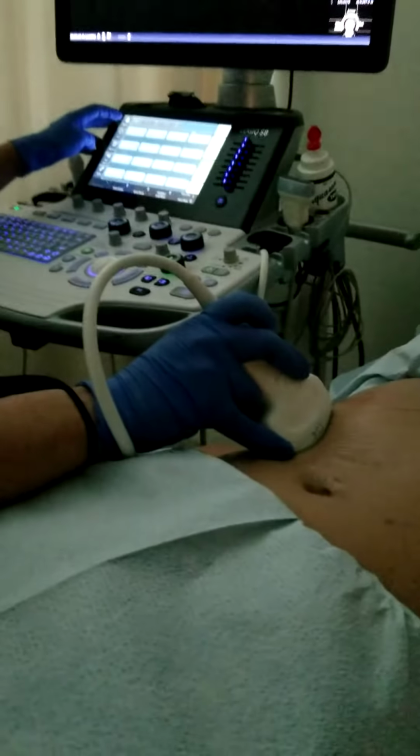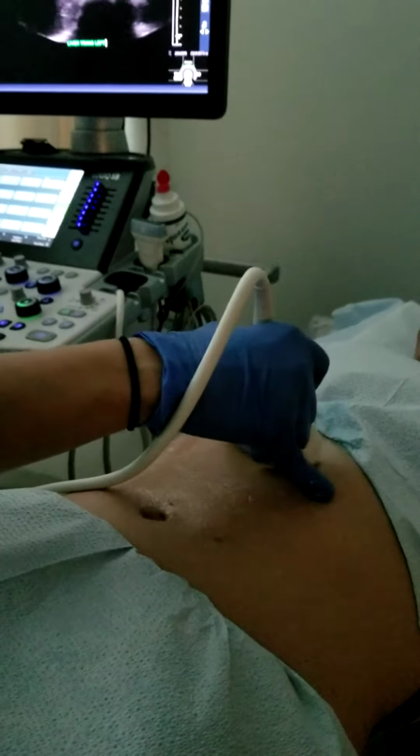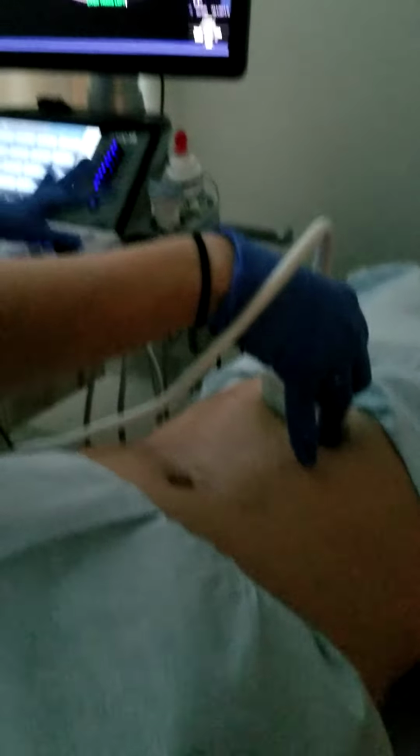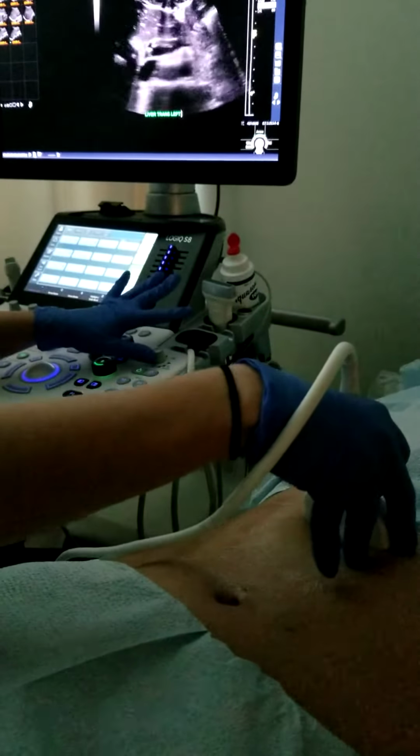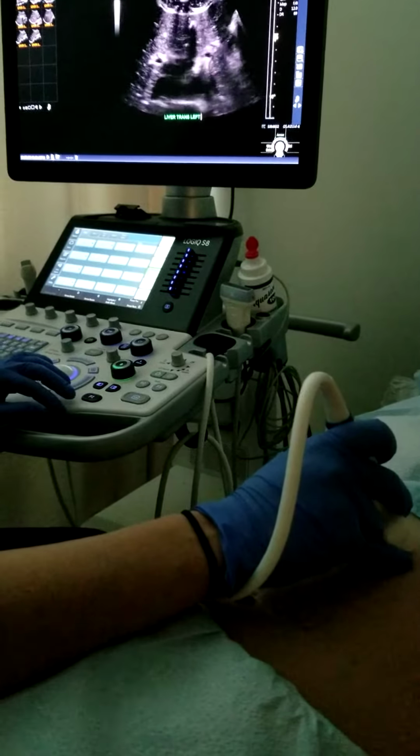Now I'm going to go to my transverse images. So liver transverse left. I'm going to go back to the xiphoid process. This time I'm turning my indicator towards me, so I'm in the transverse plane. Adjust my focus, adjust my depth. All right, take a breath in when you're ready, please.